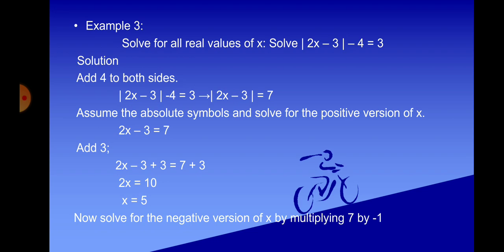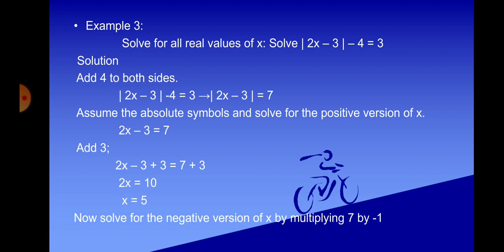So assume the absolute symbols and solve for the positive version of x. 2x minus 3 equals 7. So add 3. So 2x minus 3 plus 3 equals 7 plus 3. So 2x equals 10. So x equals 5.